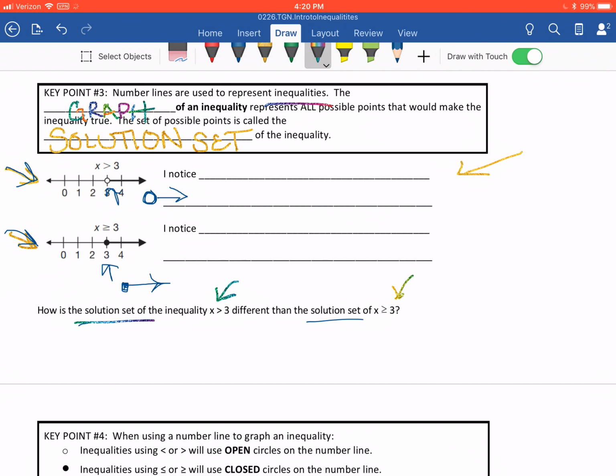For this inequality right here, greater than or equal to 3, my solution set would look like, could x be 4? Well, yes, because that's greater than or equal to 3. Could it be 3? Yes, because 3 is greater than or equal to 3. So for this solution set, x can be 3. For this one, x has to be greater than 3. So x cannot be 3.